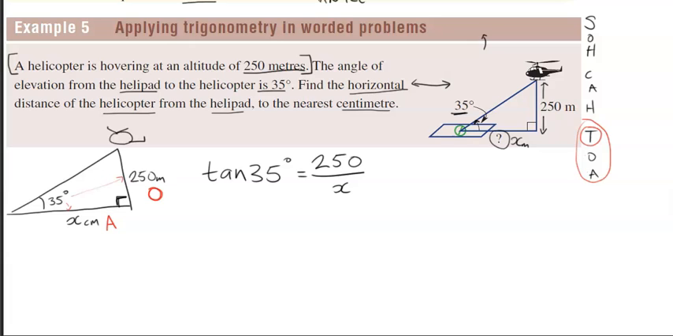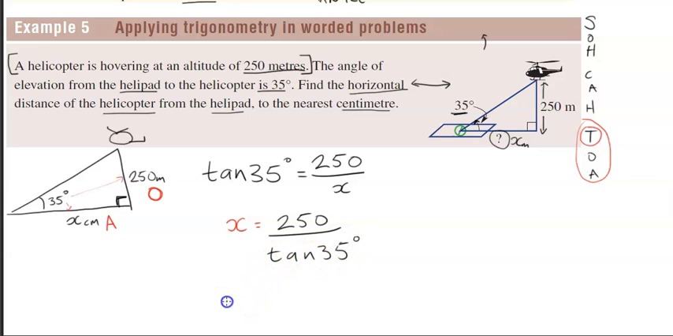In exercise 4a, we know that if there is a letter that is on the bottom of the fraction and we need to solve for this, all we do is swap it with a trigonometric function. So in this case here, our X is going to be equal to 250 divided by tan 35 degrees.